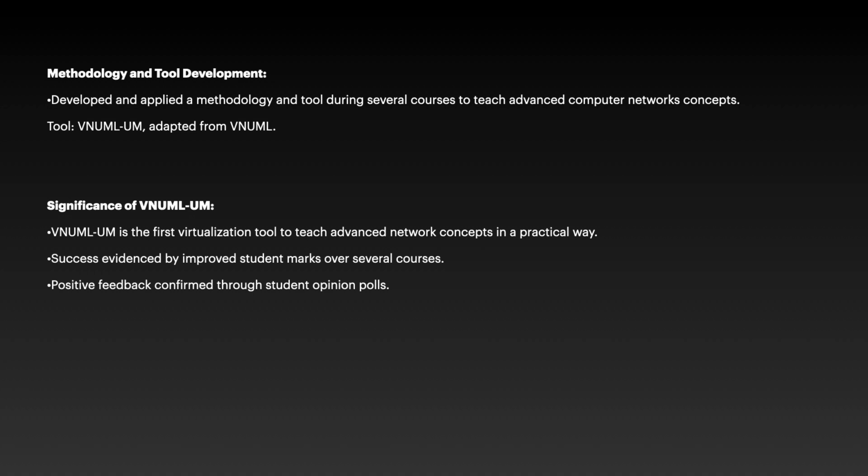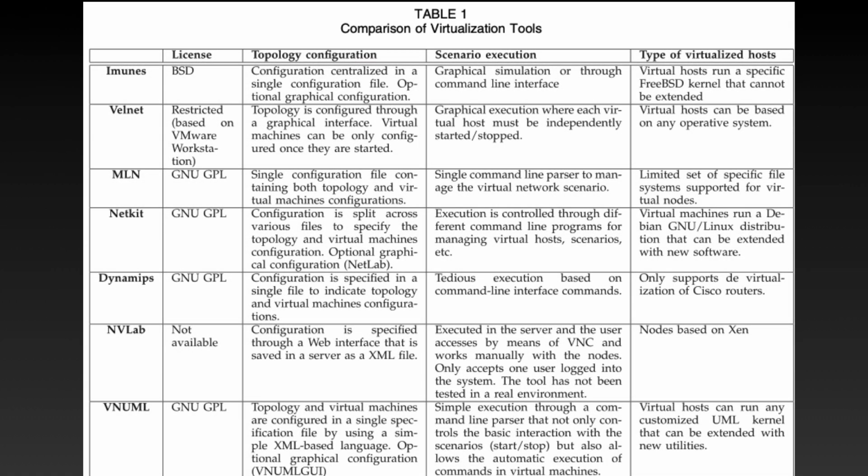So in the next slide we are going to see the comparison of virtualization tools. Here we can see there are different types of virtualization tools like Immunes, Wellnet, ML, Netkit, Dynamips, NVLab, and VNUML. The licenses are also given here, then the topology, configuration, scenario execution, and types of virtualization hosts. In VNUML, the topology and virtual machines are configured in a single specification file by using a simple XML based language, with optional graphical configuration.